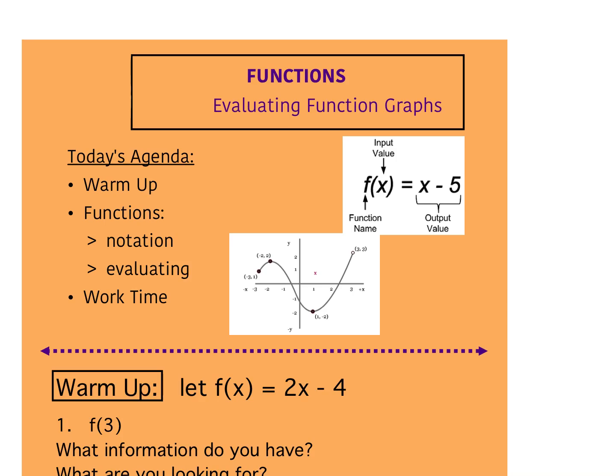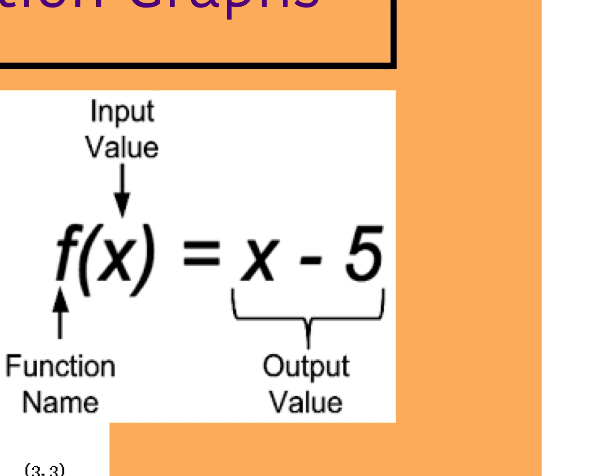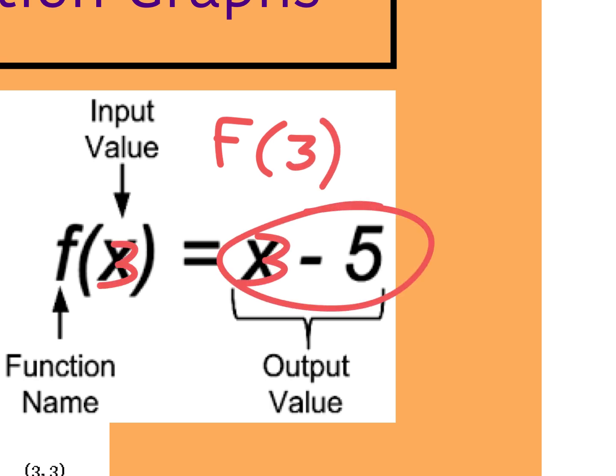Okay, so yesterday we did stuff like this, and then I would say, what's f of 3? And you'd go, okay, f of 3, you're telling me to stick 3 in here, and you'd get 3 minus 5 would be negative 2. Does that ring a bell?